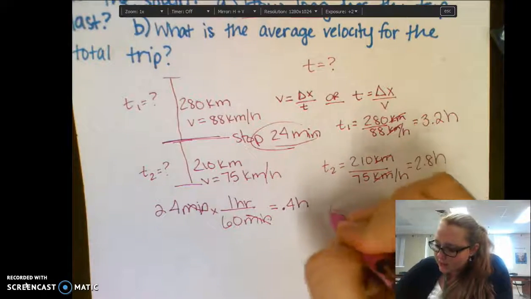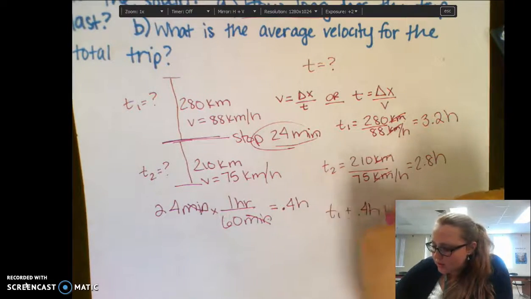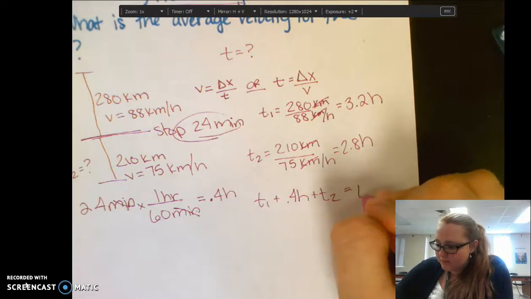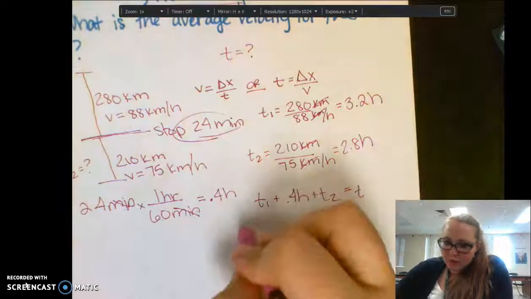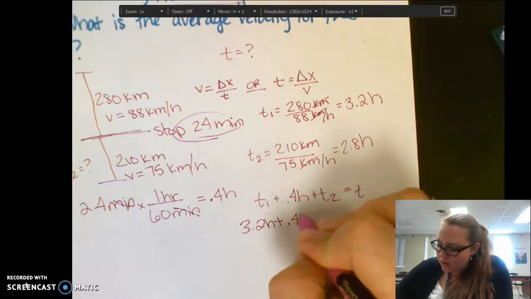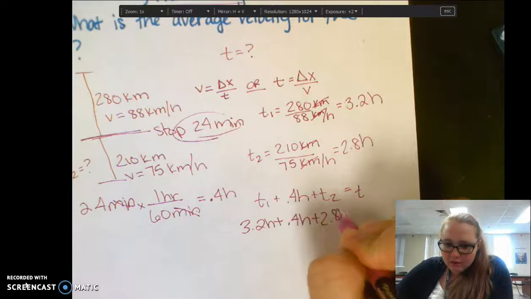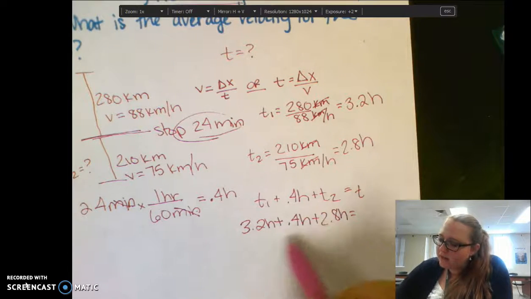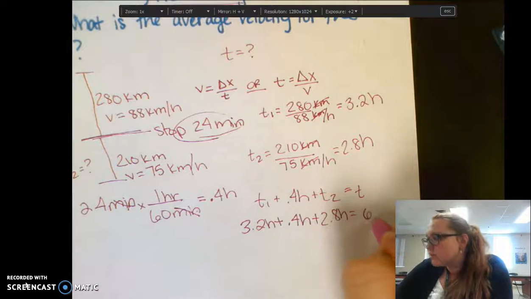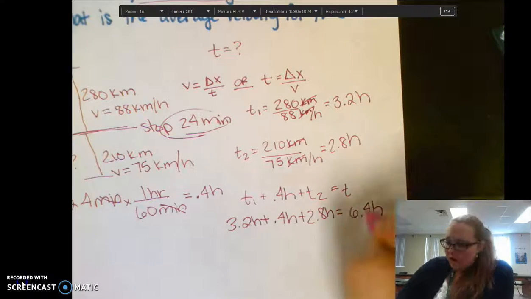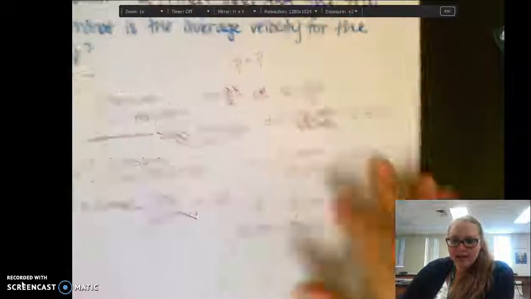So now I can do T1 plus 0.4 hours plus T2 will equal my total time. So 3.2 hours plus 0.4 hours plus 2.8 hours equals 6.4 hours. Alright, and that is the answer to part A.